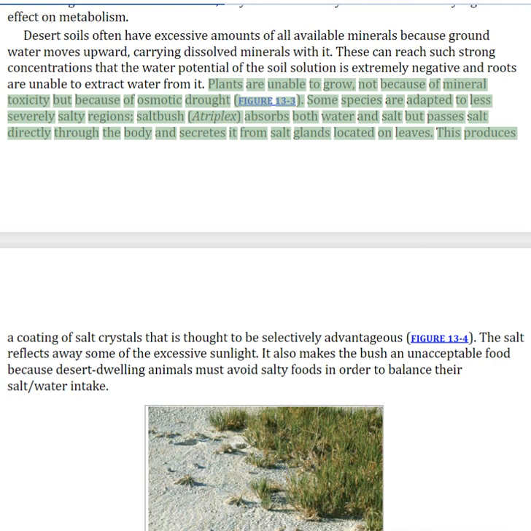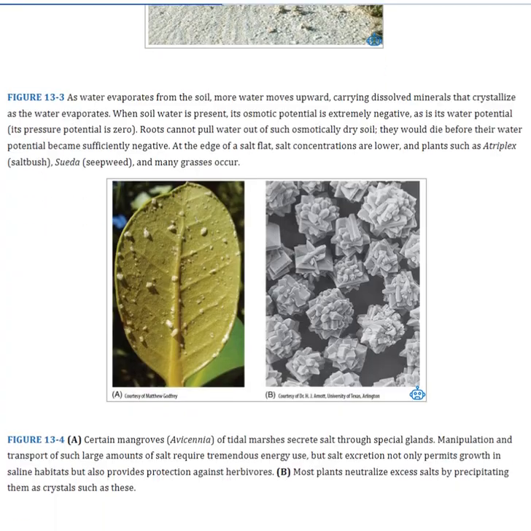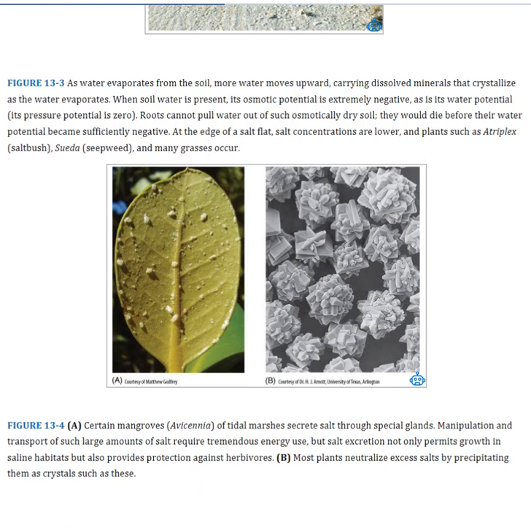Some species are adapted to less severely salty regions. Saltbush absorbs both water and salt but passes salt directly through the body and secretes it from salt glands located on leaves. This produces a coating of salt crystals that is thought to be selectively advantageous. The salt reflects away some of the excessive sunlight. It also makes the bush an unacceptable food because desert-dwelling animals must avoid salty foods in order to balance their saltwater intake.